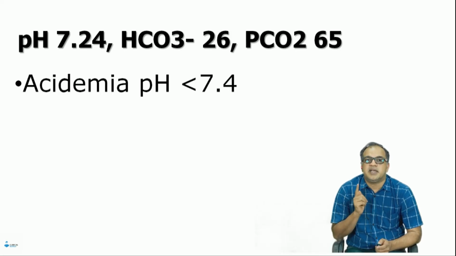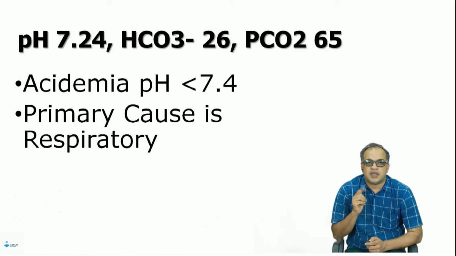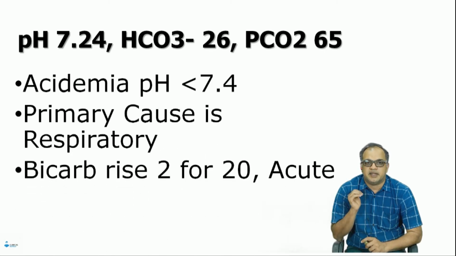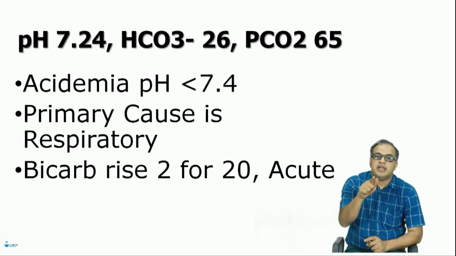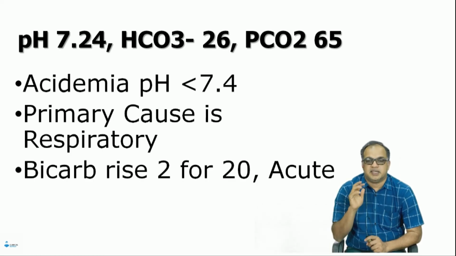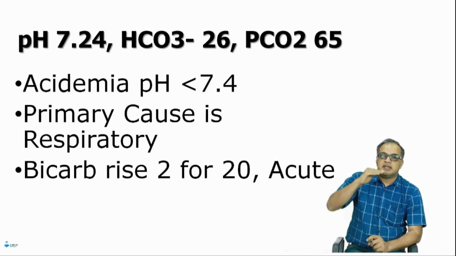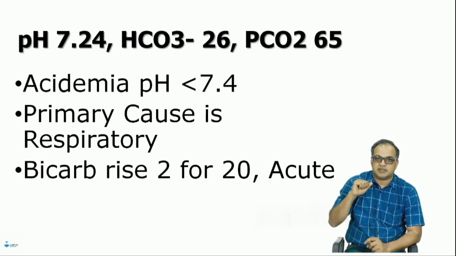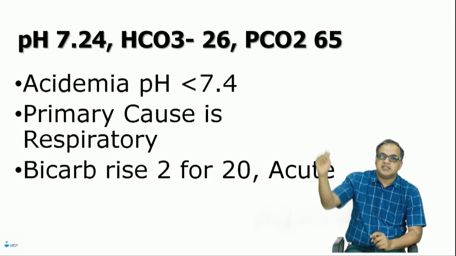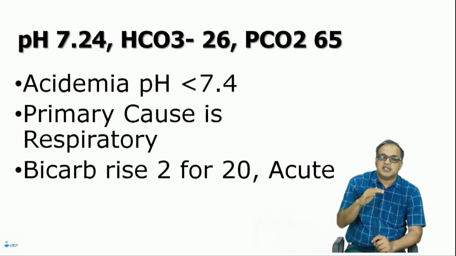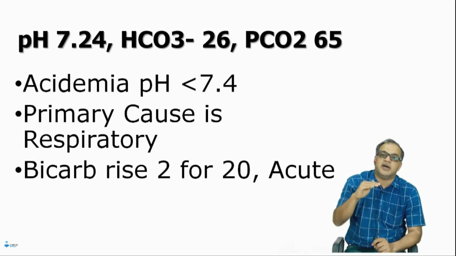So it is respiratory acidosis. Primary cause is respiratory. Bicarbonate has risen only 2 for 20. Let's see. PCO2 went from 40 to 65. That means a rise of 10, 10 and 5. For every 10 rise in CO2, in acute condition, bicarbonate should rise by 1. So if PCO2 were 40 to 50, bicarbonate would be 24 to 25.